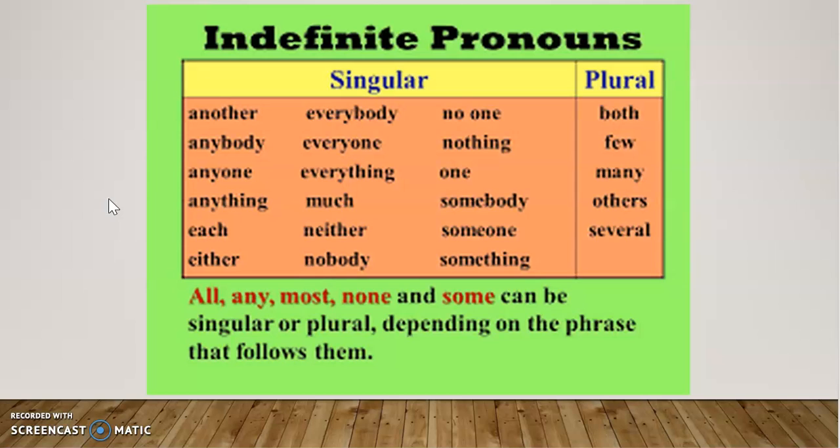Please take note, all, any, most, none, and some can be singular or plural depending on the phrase that follows them. So this is where it gets a little bit tricky. It really depends on the phrase that they're paired with.